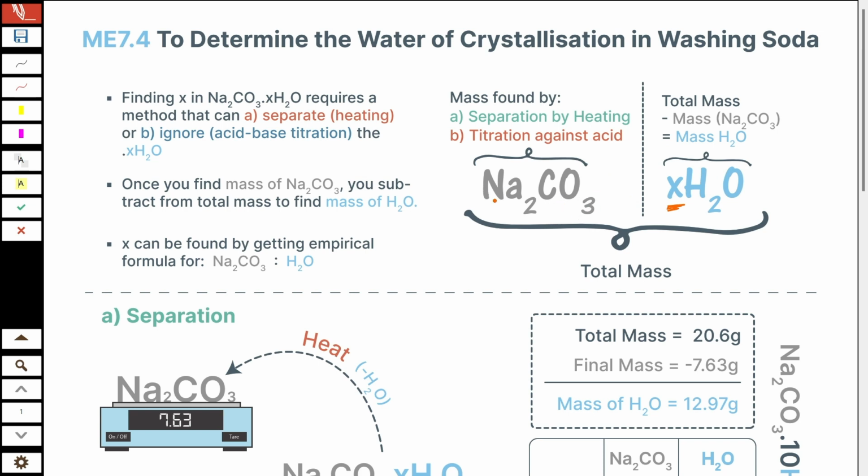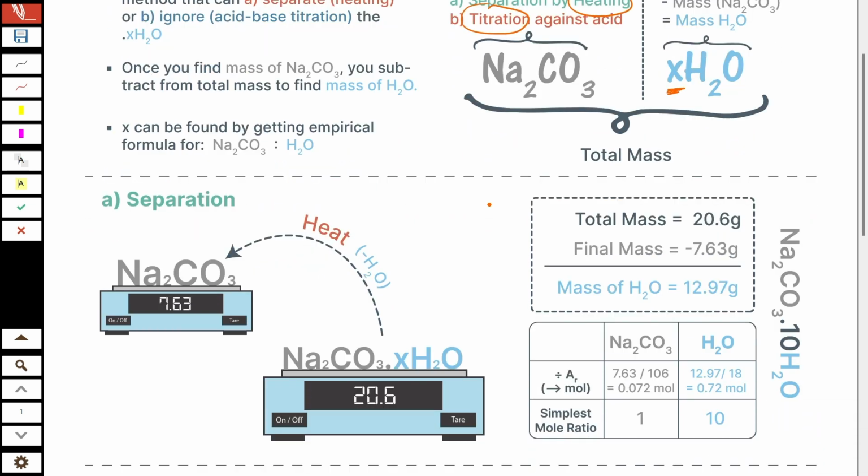There are 2 ways to do this. There is a way you could do it by heating, and there's the way that you'll be asked in question 1 about doing it by titration. Now, it's worth considering how we do it by heating because it does kind of help you understand what you're actually doing in the titration. So let's just take a quick look at that first.